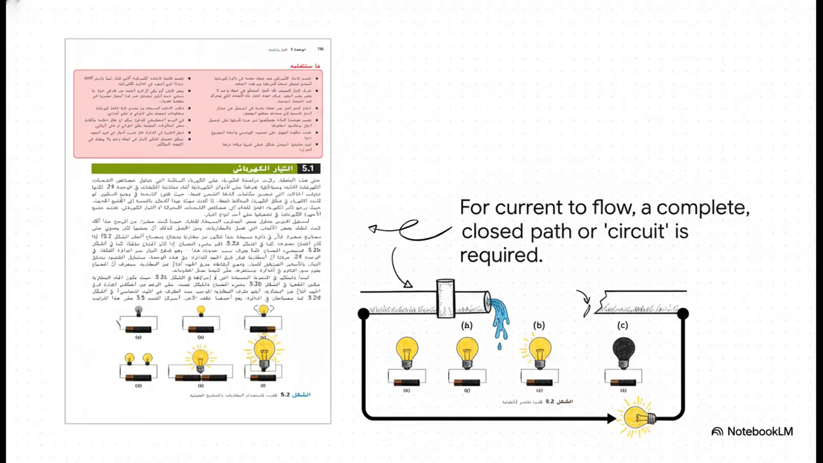Simple, right? But here's the catch, and it's a big one. Just like that water needs a complete, unbroken pipe to flow, electricity needs a complete, closed path. We call that a circuit. You can see it here. The path has to go from the battery, through the light bulb, and all the way back again. If you cut that path anywhere, if you break the circuit, the flow stops instantly and the light goes out.